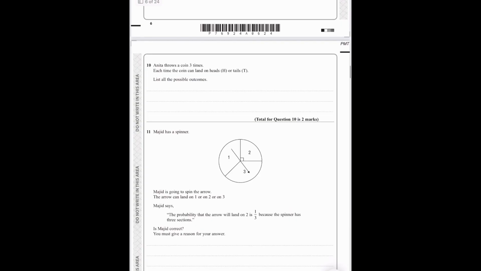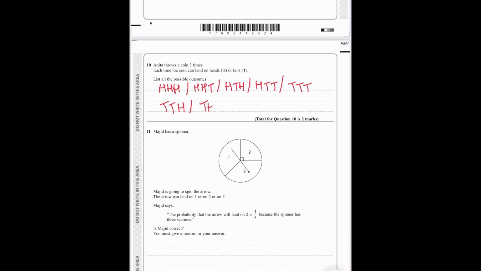Number 10, Anita throws a coin 3 times. Each time the coin can land on heads or tails. List all the possible outcomes. So she can have heads, heads, heads; heads, heads, tails; heads, tails, heads; heads, tails, tails; tails, tails, tails; tails, tails, heads; tails, heads, tails; and tails, heads, heads.